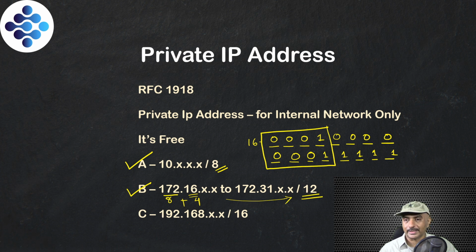Now it is easy to guess in class C, right? The first 2 full octets, 192, 168, they are fixed. So that's why 8 plus 8, that is 16.